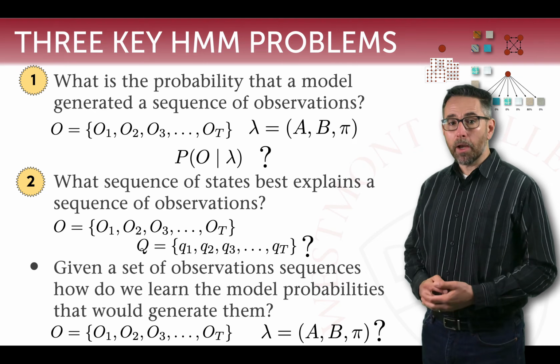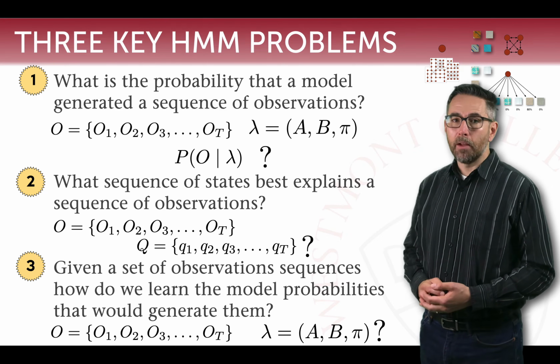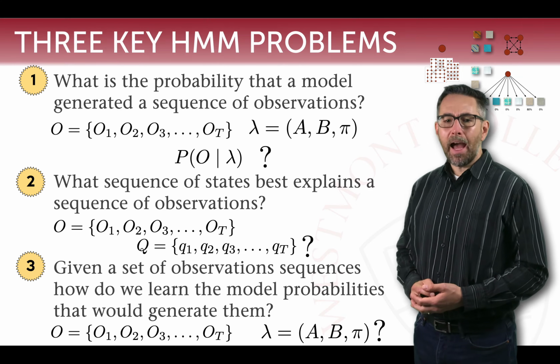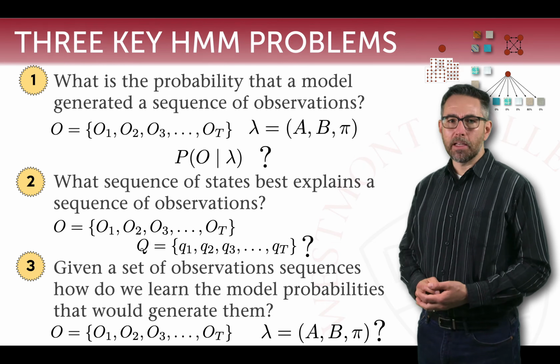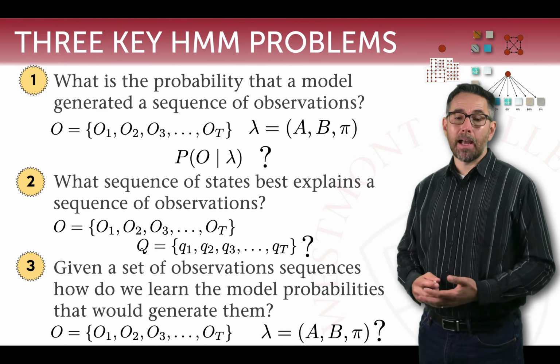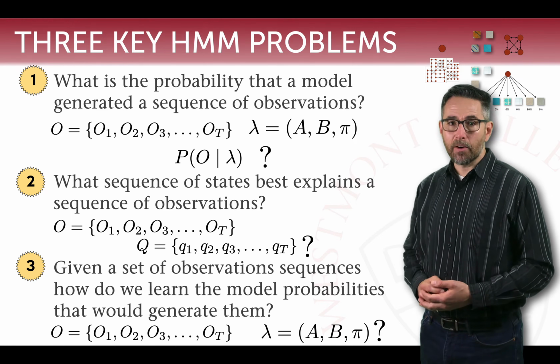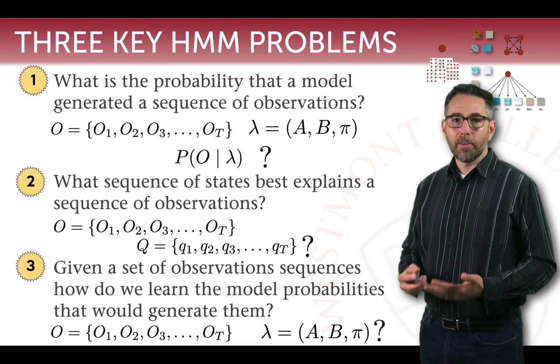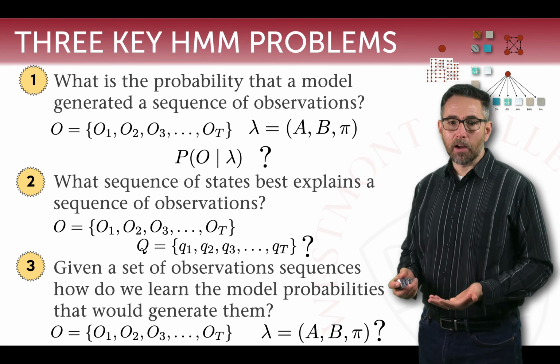In today's video, what I want to do is look at the third problem. The third problem is, given a set of observations, how do we learn the probabilities of lambda to maximize the likelihood of generating that sequence of observations? This is the learning problem associated with the hidden Markov model.